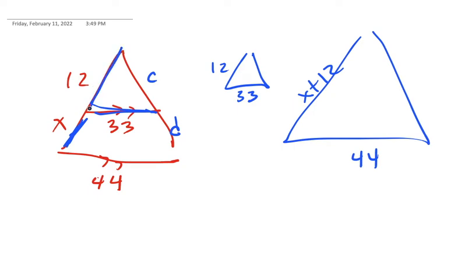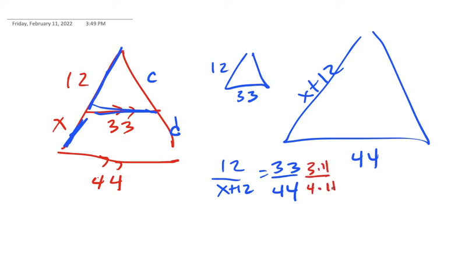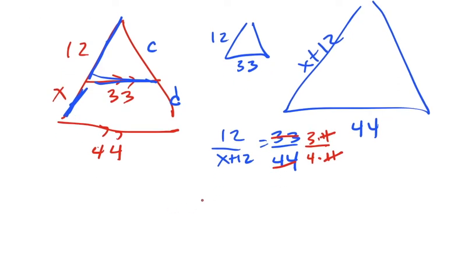We really need the whole left side, x plus 12. So 12 goes with x plus 12. 33 goes with 44. I want to make this a little easier to cross multiply. I'm going to reduce it. 3 times 11, 4 times 11. So the 11s cancel. That will make it slightly easier to cross multiply without a calculator.